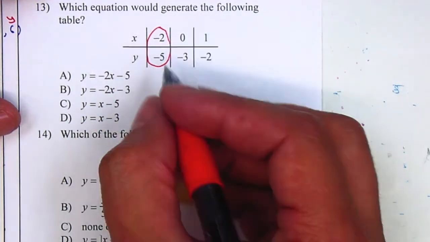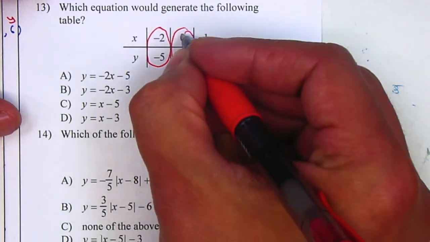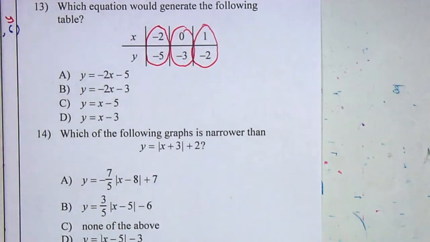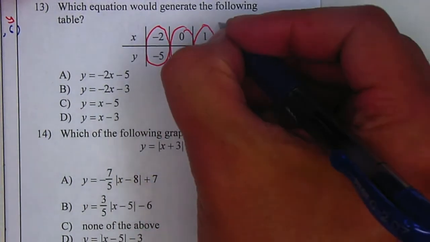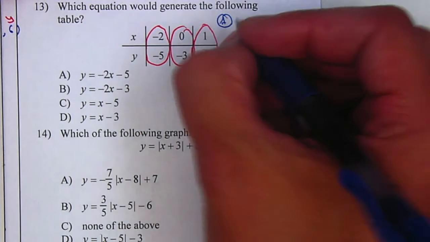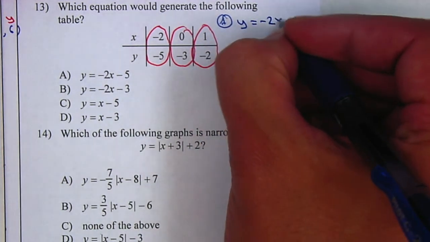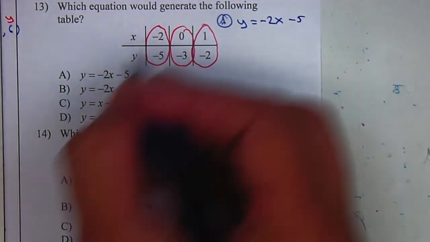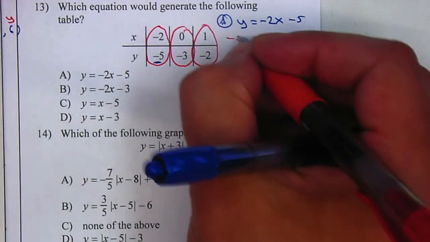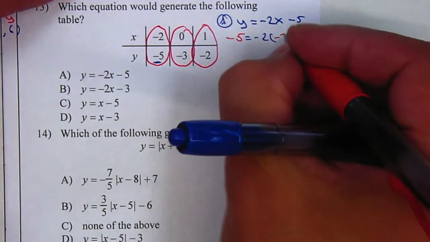And you can start with any of those set of points. You can start with -2 and -5, or 0, -3, or 1, -2. I'm just going to start with the first one. I'm going to test letter A. And it's nice to label it, because if you make one mistake, you can always go back. y is equal to -2x minus 5. Instead of the y, I'm going to plug in a -5. Instead of the x, I'm going to plug in a -2.